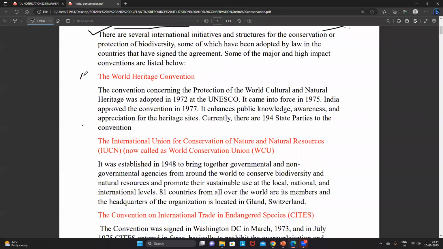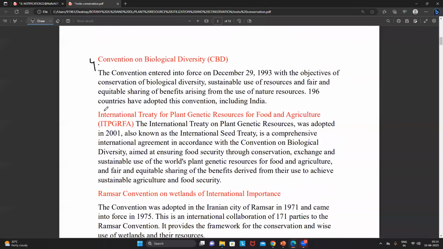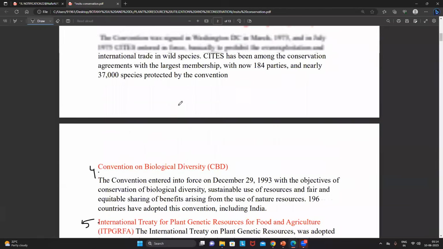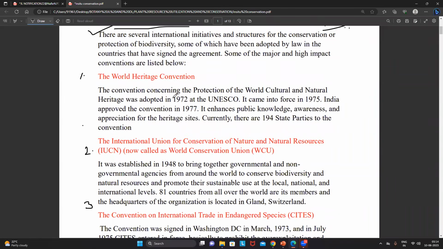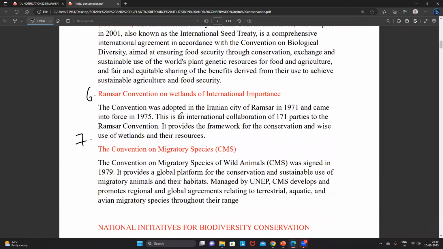So the number one convention, World Heritage Convention, then IUCN program, World Convention on International Trade, Convention on Biological Diversity, International Treaty for Plant Genetic Research, Ramsar Convention, and Convention of Migratory Species. You have to compulsorily remember. You can make the notes. If you can't make the notes also, no problem. Just read the seven international organizations and which year they were established. What is their function? That's all. These are all seven international organizations.